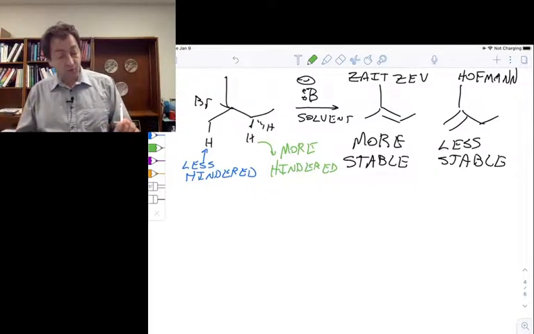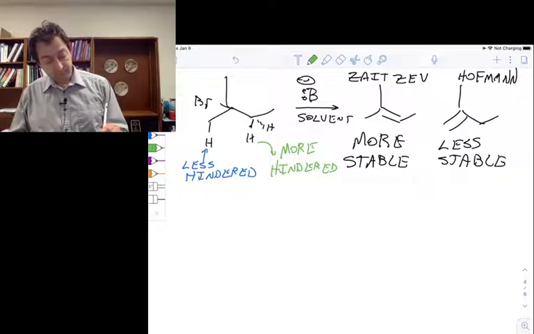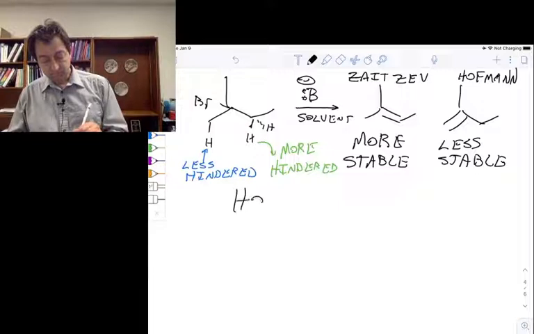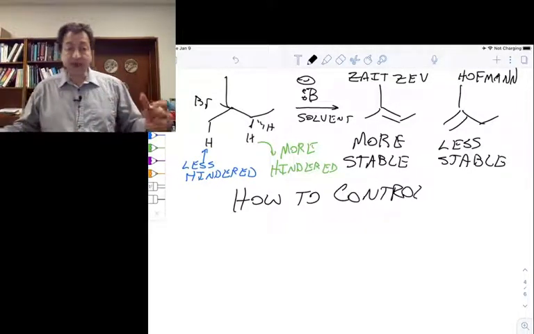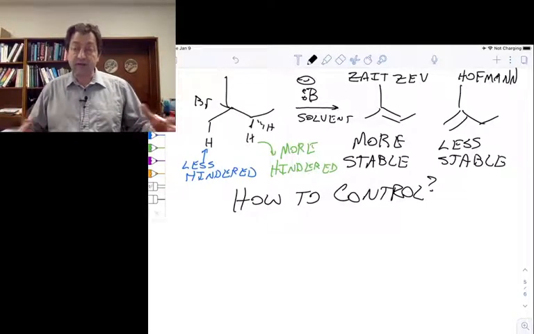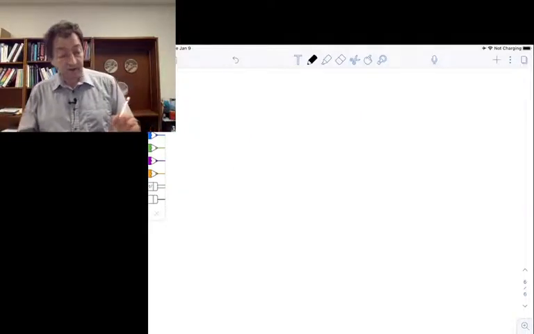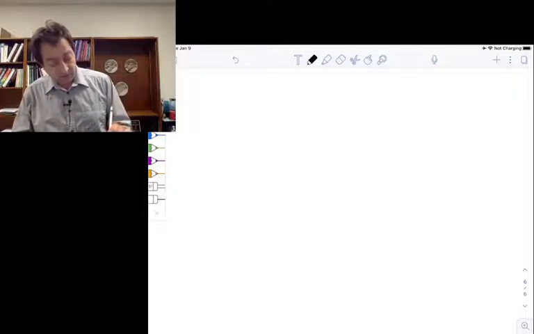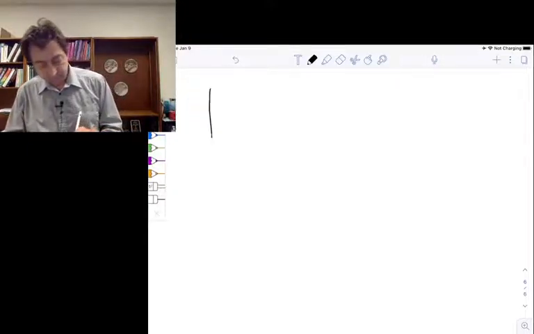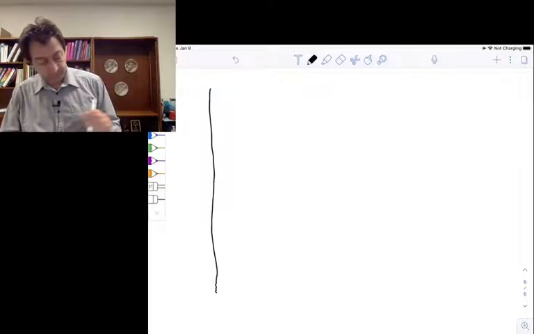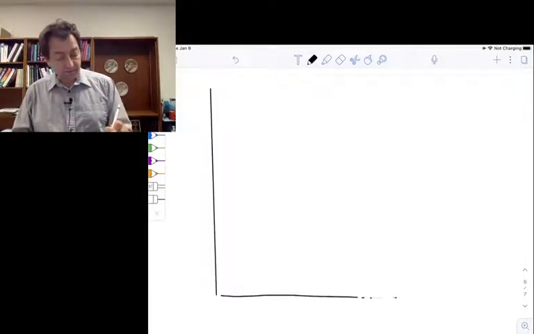So how to control this? Well, let's imagine what that potential energy diagram would look like, just for the sake of drawing it out. And maybe we get some ideas about how to control it based on what we draw there. And so we start with our substrate.